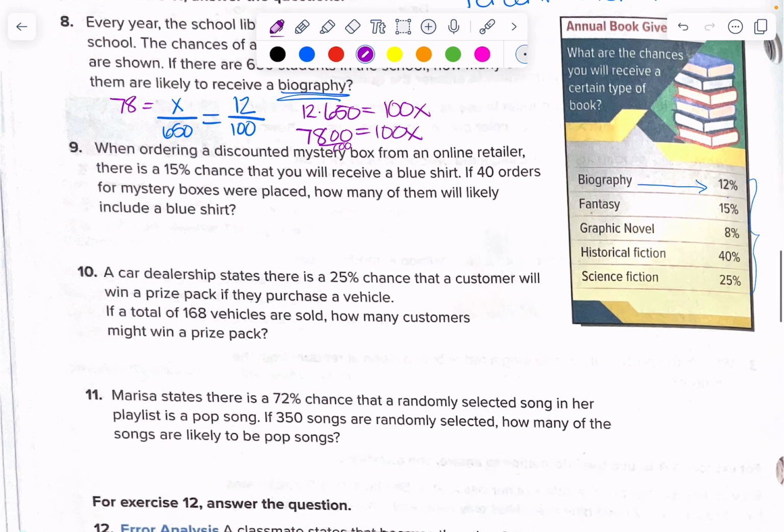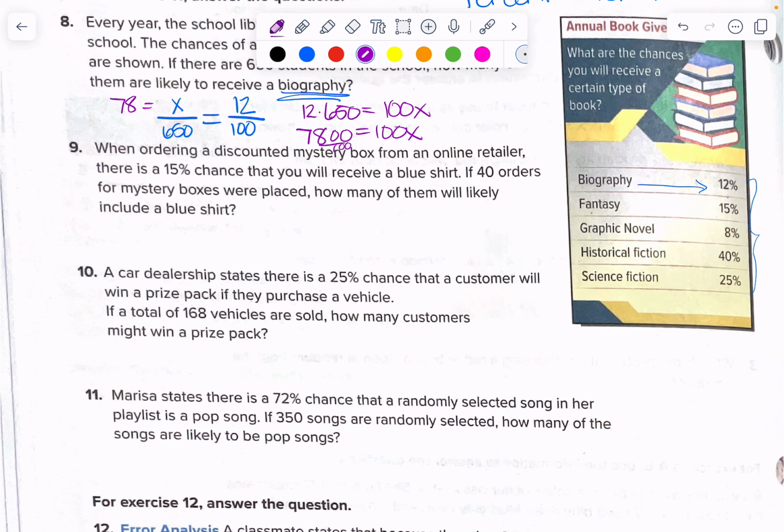We're going to look at number 10 as well here. 9 and 11 are going to be very similar. Just for sake of time and just giving a couple of examples, I'm going to skip number 9. So a car dealership states that there's a 25% chance that a customer will win a prize pack if they purchase a vehicle. If a total of 168 vehicles are sold, how many customers might win a prize pack?